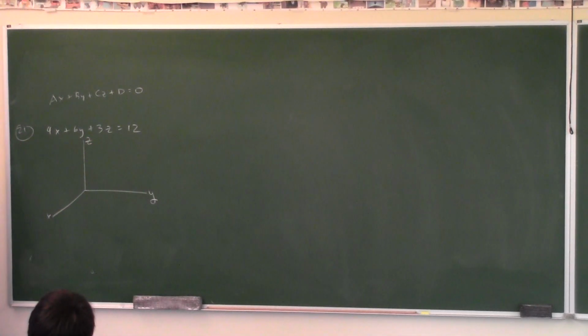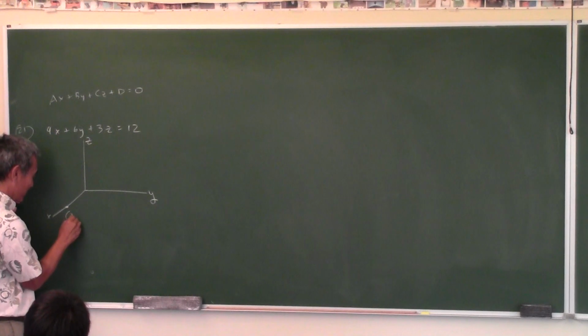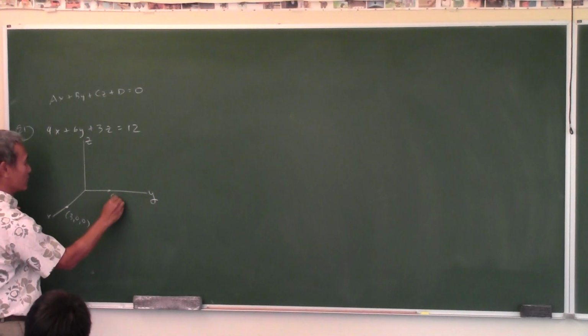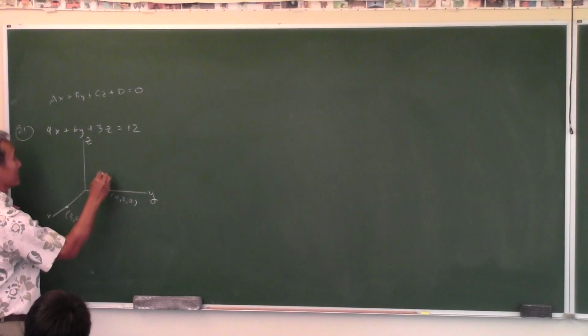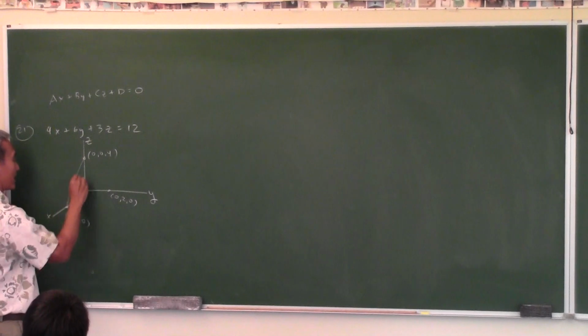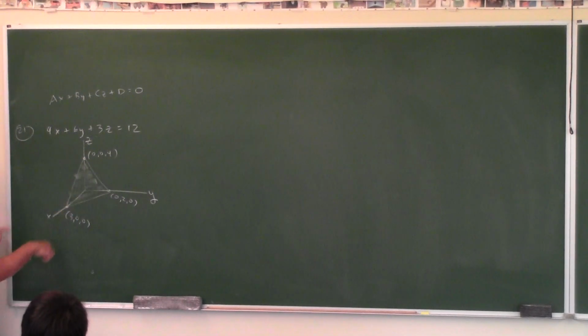Okay, since we know it's a plane, the easiest way to graph this in the first octant is just to plot the x-intercept, the y-intercept, and the z-intercept. What's the x-intercept? 3. So here's the x-intercept, 3, 0, 0. How do you find the y-intercept? 0, 2, 0. And what's the z-intercept? 0, 0, 4. Connect it with straight lines like that and then shade it in. There you go. That's the plane cutting into the first octant.